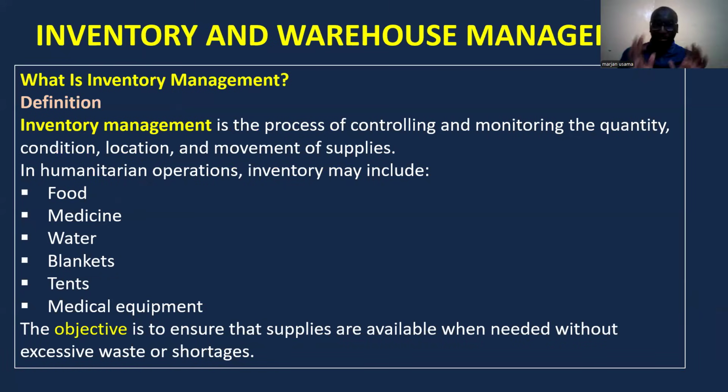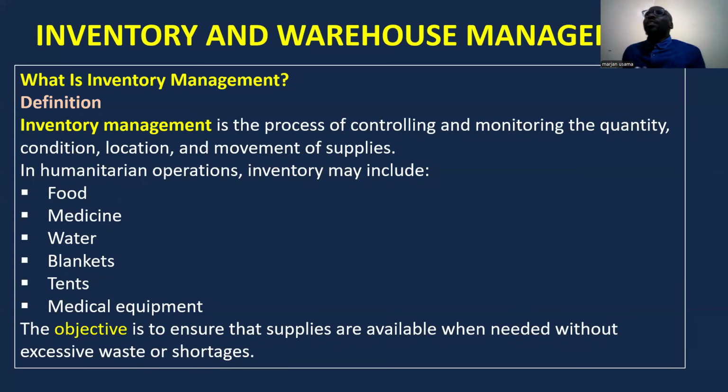Now we've finished, khalas. We have finished buying, which is the procurement. What next? The storing of these things, idaratul makhazin. And this is what is known as inventory and warehouse management. So we have already bought, we have already procured. So what is inventory management? It is the process of controlling and monitoring, these two words, control and monitoring, the quantity, condition, location, and movement of supplies.